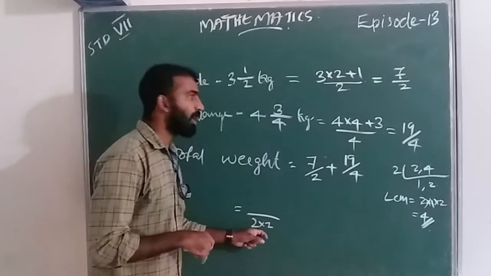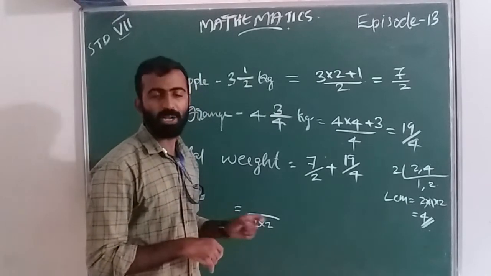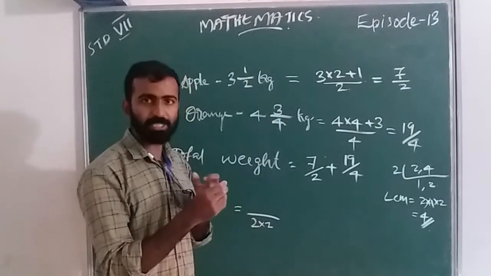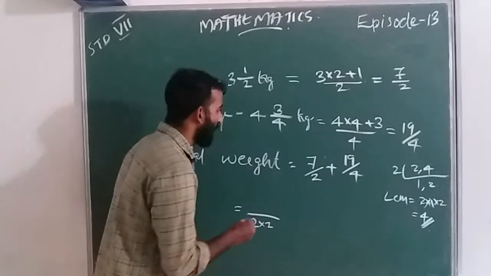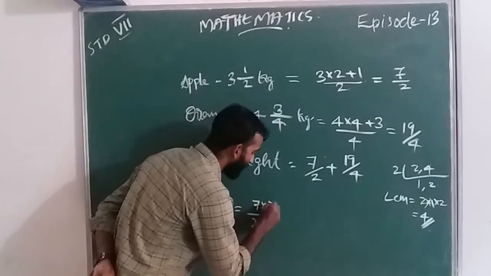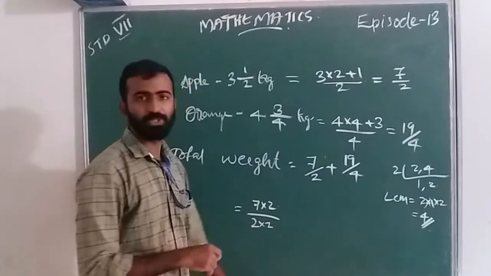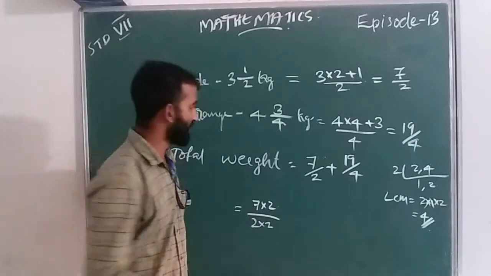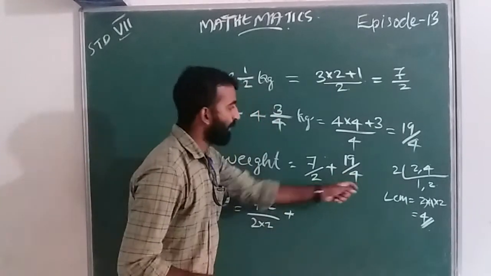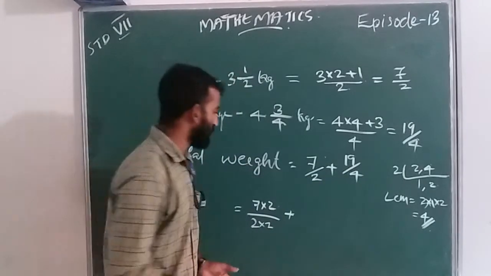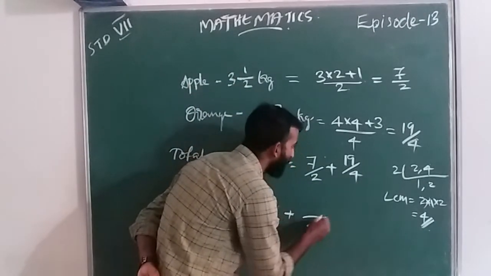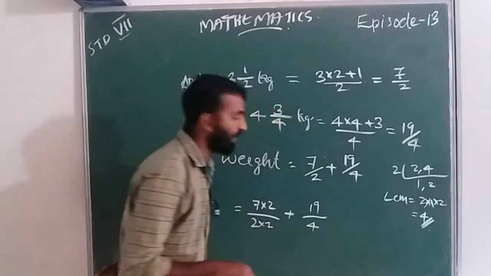So I multiply by 2. The denominator is multiplied by 2, so we also multiply the numerator by 2. Is it correct? Yes. Here 4 is the same as the LCM, so no change. So 4 upon 90.